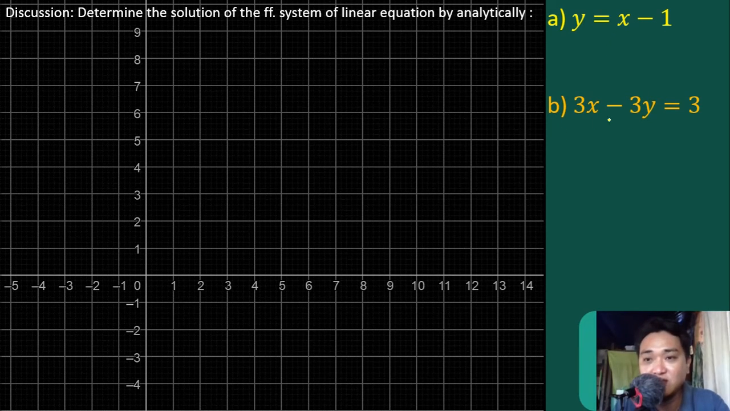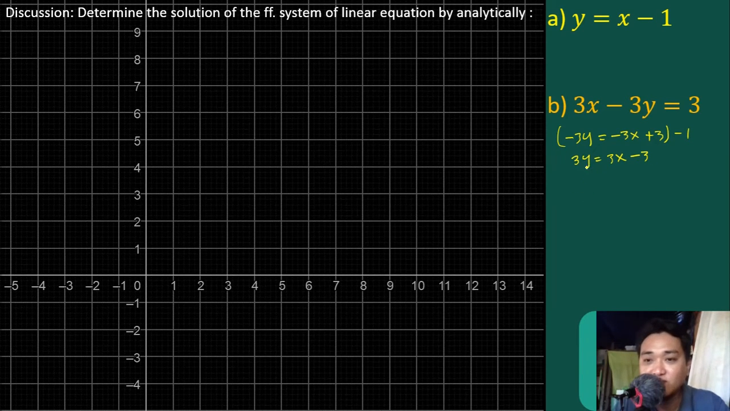Okay, so here we have 3x minus 3y is equivalent to 3. Transpose 3x to the other side, we have negative 3y is equivalent to negative 3x plus 3, and then multiply everything by negative 1 para mawala yung mga negative, so we have 3y is equivalent to 3x minus 3, because negative 1 times negative 3y is positive 3y, negative 3x times negative 1 is positive 3x, and positive 3 times negative 1 is negative 3.